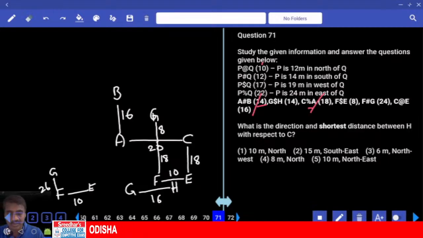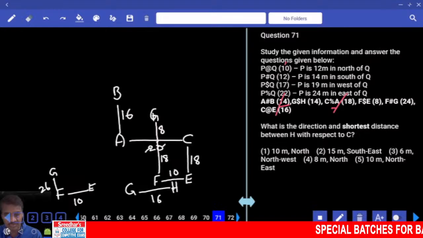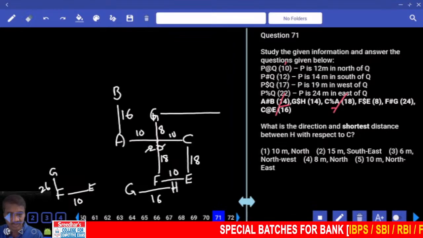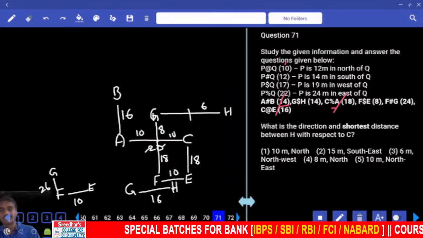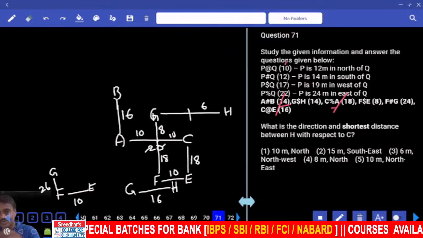G and H. Now G is 16 meters to the west of H. Out of this 20, this is 10 and this is 10. Then how much is this one? 6 more. And H will be at this place. Done. Now this is the final diagram.